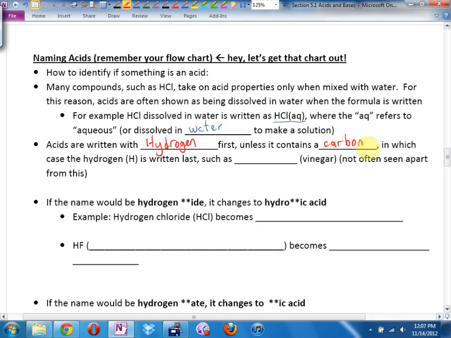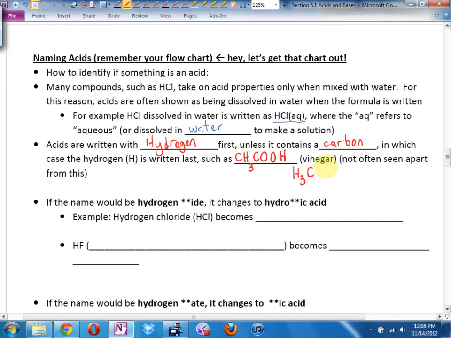Okay? So acids are written with hydrogen first, unless, for what it's worth, it contains a carbon, in which case the hydrogen H is written last, such as the acid in vinegar, which is CH3COOH. Why don't they combine the O's and the H's, Mr. Duke? Because they don't. Sometimes you'll see it written with the H in front. I like this better because then my rule of an acid beginning with a hydrogen makes way more sense.